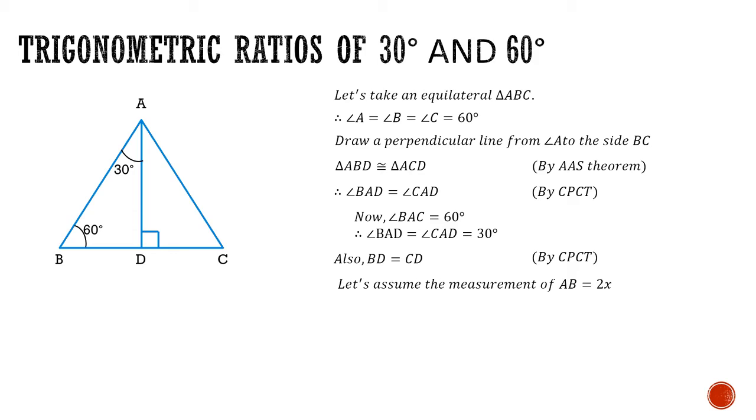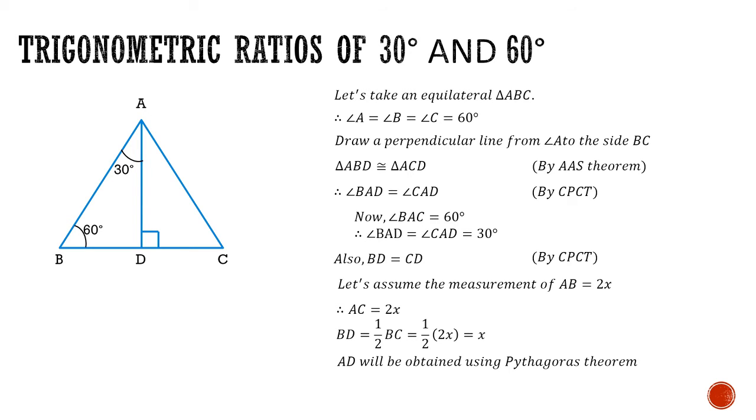Now I am proceeding ahead by assuming the measurement of one of my sides, that is AB, will be equal to 2x. That means AC will also be equal to 2x and BD will be equal to x. Why, you know very well: if AB is equal to 2x, all the sides of the bigger triangle ABC will be equal to 2x, and BD is equal to half of BC, because this is the bisector as well, and because BD is equal to CD, this point D is the midpoint of the side BC. Therefore, BD will be equal to half of BC, and therefore it is equal to x.